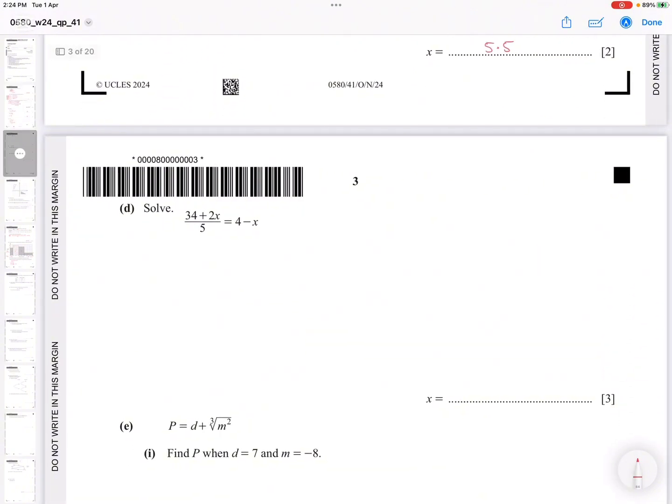Part D. So 5 will go and multiply by 4 minus x. So write it in the way 34 plus 2x equals 5 times 4 is 20 minus 5x. Now collect the like terms. 2x plus 5x is equal to 20 minus 34. So this comes out 7x equals minus 14. x equals minus 14 divided by 7. So x would be equal to minus 2.